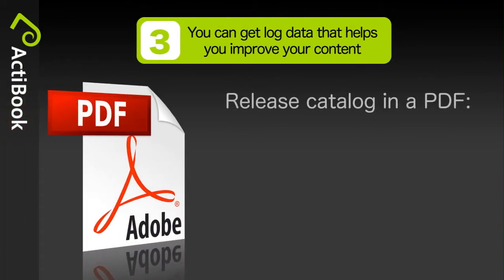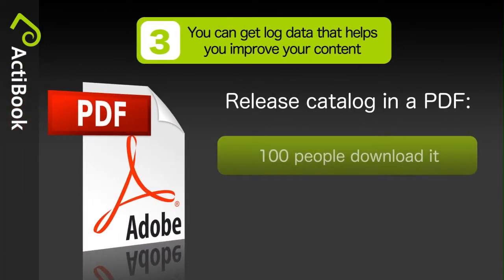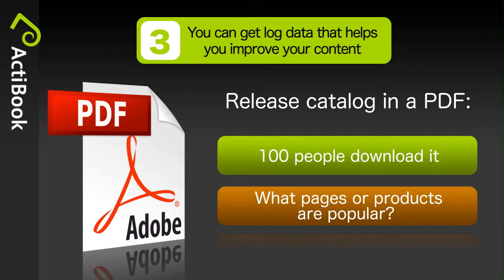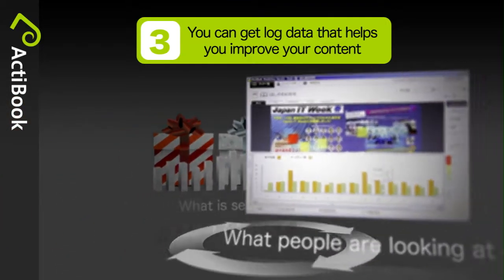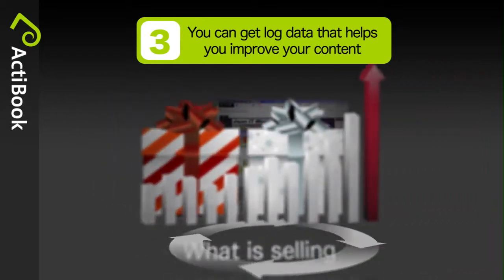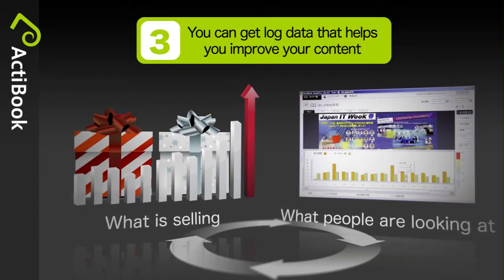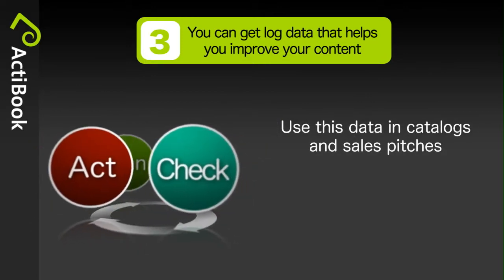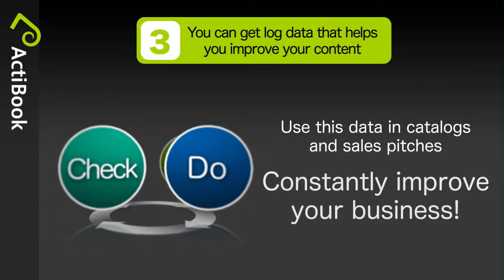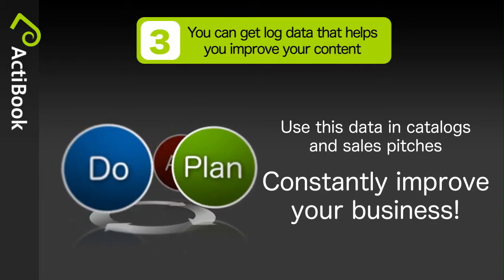If you distribute your catalog as a PDF, all you can find out is that, for example, 100 people downloaded it. But wouldn't you really like to know what products on what pages were most popular? You can get a clearer picture of the correlation between what products people are looking at and what is actually selling. And use this data in your next catalog, in your sales pitches, and in other ways to constantly improve how you do business.